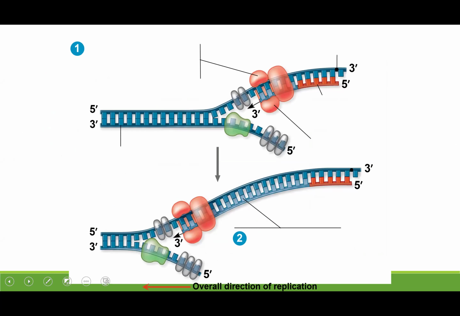So we've unwound the DNA. We've kept it from re-binding. We're not showing topoisomerase anymore because it's starting to get messy in here. We've got the RNA primer brought in by which enzyme? Primase. This is the origin of replication, so this is where we're starting. This is our parental strand.